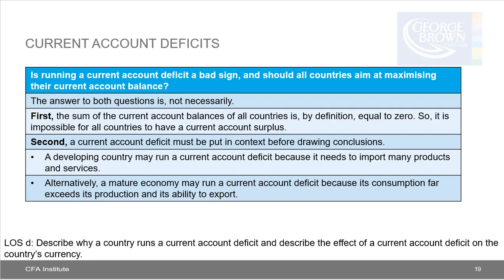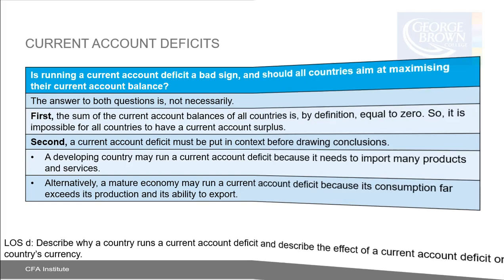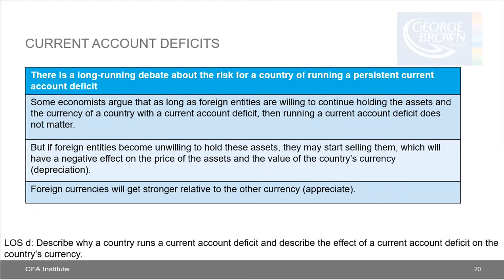A developing country may run a current account deficit because it needs to import many products and services. Alternatively, a mature economy may run a current account deficit because its consumption far exceeds its production and its ability to export. There is a long-running debate about the risk for a country of running a persistent current account deficit. Some economists argue that as long as foreign entities are willing to continue holding the assets and the currency of a country with a current account deficit, running a current account deficit does not matter.